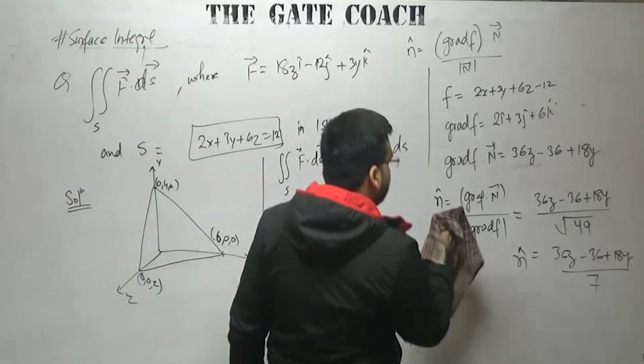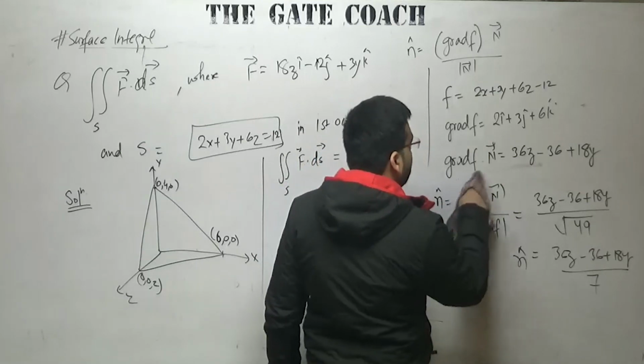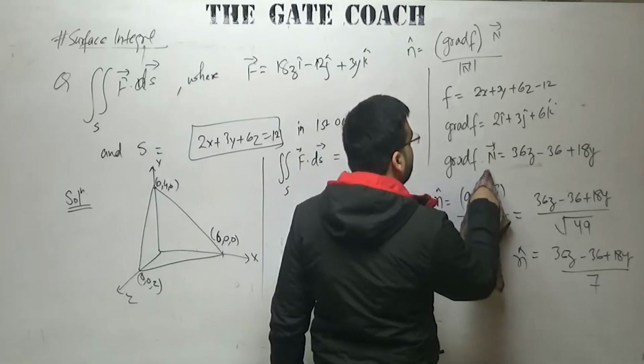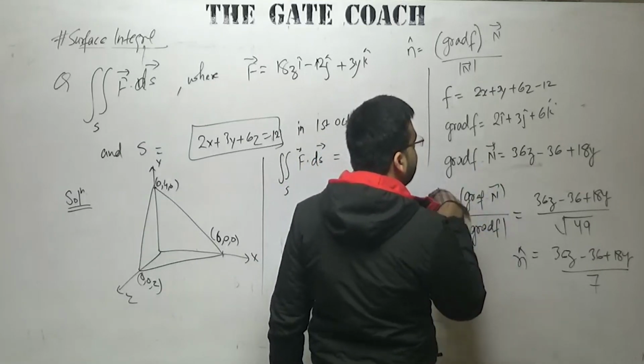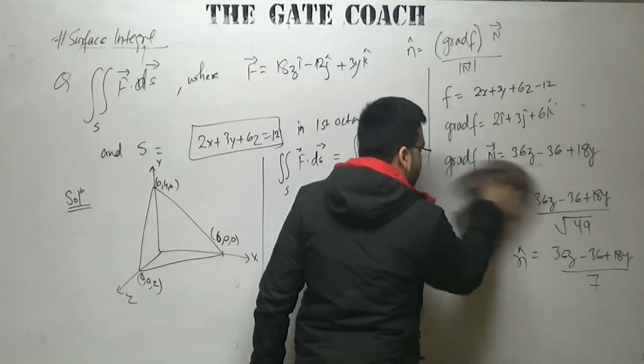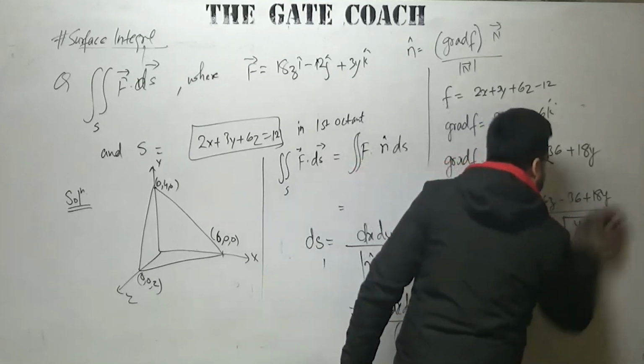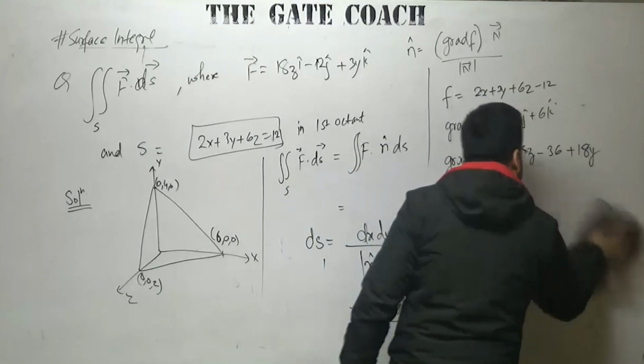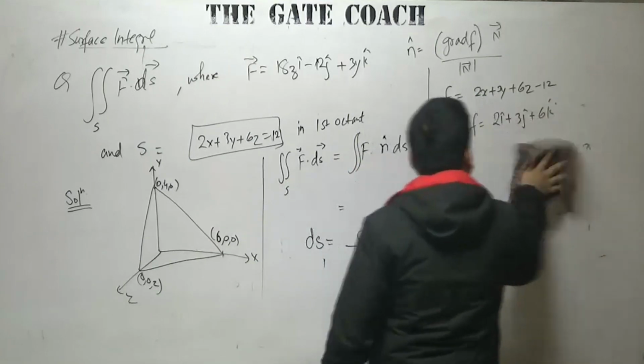Clear? Yeah, you can erase this. You can also erase this grad of f dot n vector. But there is no need. You can erase this to avoid the confusion. Otherwise, there will be a little bit of confusion here. To avoid the confusion, you can also erase this.